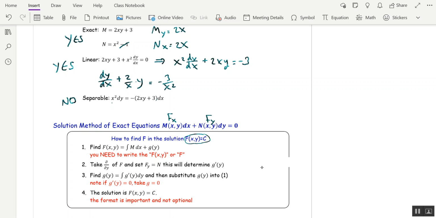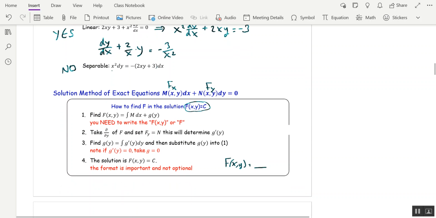And then the solution format is important. Don't write F of x, y equals blah. You have to write the function that you find equals C. So it's a level curve. This is probably confusing to you. You have no idea what I'm talking about. So let's make it very clear by doing a few examples, and we'll go through these steps one by one, and you can see what I'm actually talking about.